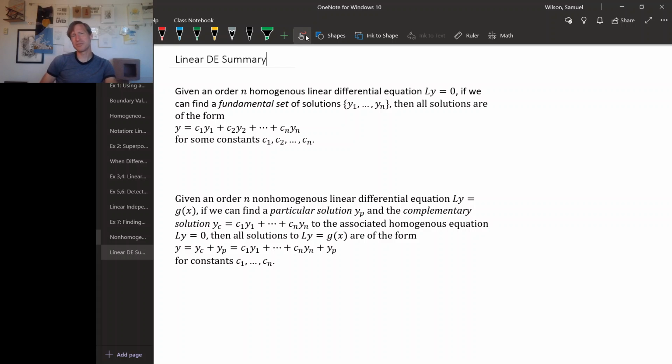Let's just summarize everything we figured out about linear differential equations. So if you have an order n homogeneous linear differential equation, we saw that what we really want to find is a fundamental set of solutions. This is a collection of n solutions that are linearly independent.